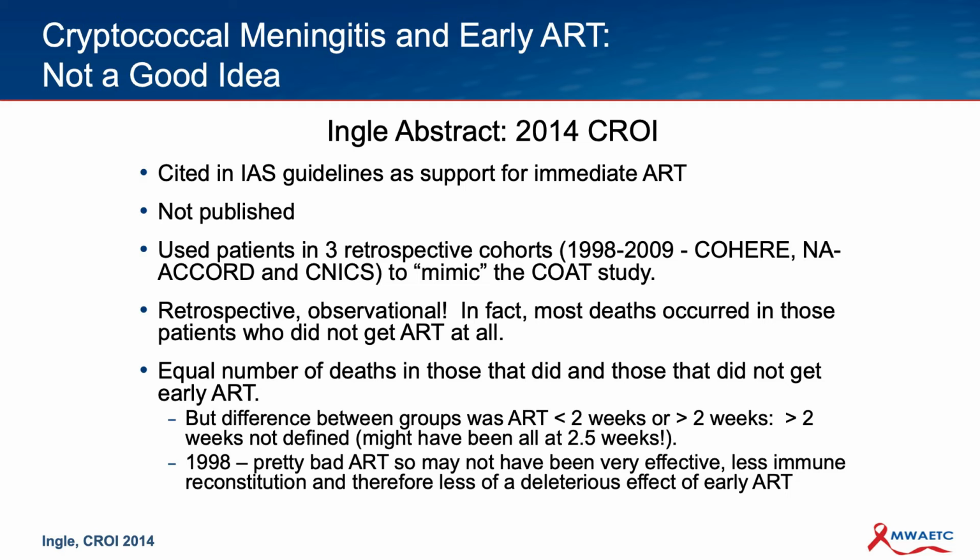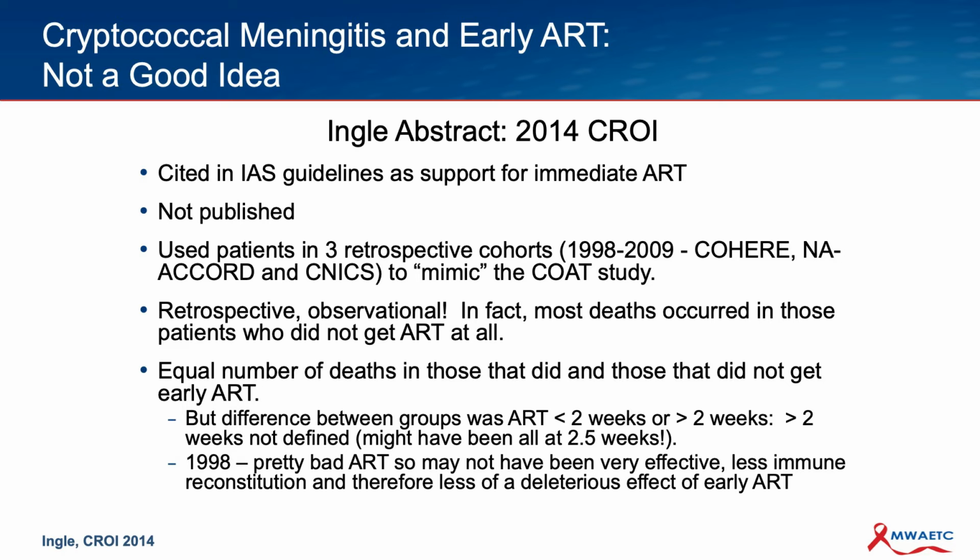So I wanted to bring up this abstract, which was presented at CROI several years ago now, and it is cited in the IAS guidelines as support for immediate ART in patients with cryptococcal meningitis. This particular abstract has never been published, but I'll talk about another study that maybe is related to this abstract that was published recently. But this one was never published. And it used patients in 3 retrospective cohorts, COHERE, NA-ACCORD, and CENIX. And it was done to kind of mimic the COAT study.